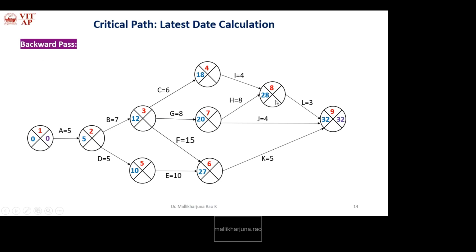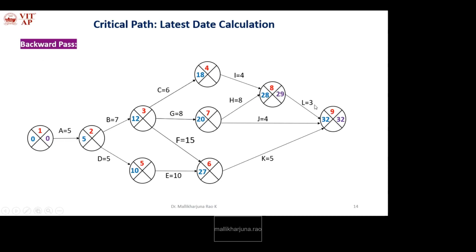Next, what is the next event? 8. It has only one following event. So how will you calculate this? The difference between the latest date and the activity duration. 32 minus 3, 27.